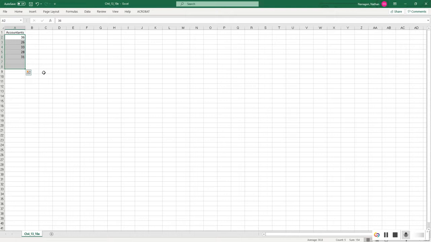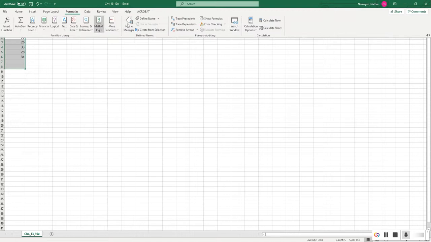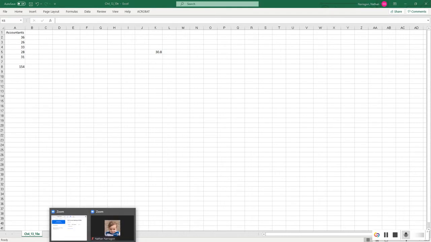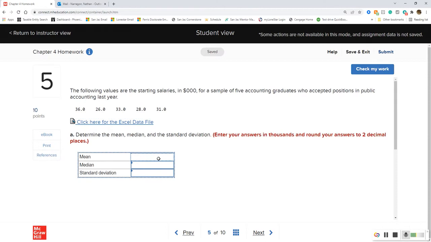Okay. So, auto sum. Formulas. Sum is 154. 154 divided by 1, 2, 3, 4, 5 equals 30.8. This is our mean. Nice. Okay. So, here's our mean. Mean is 30.8.